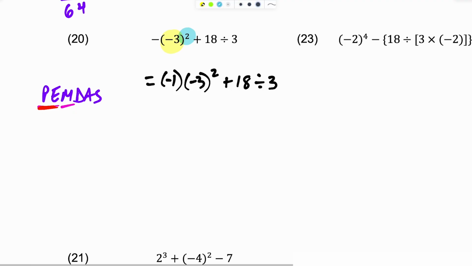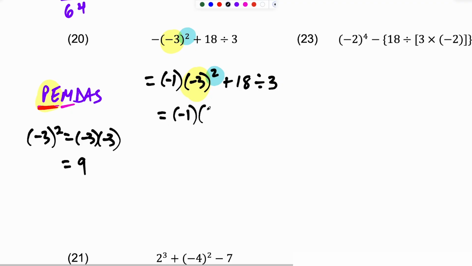And now we, once again, start with parentheses and exponents, and we do -3 to the second power first. -3 to the second power is the same thing as -3 times -3, which is equal to +9. Now we have -1 times +9 plus 18 divided by 3. From here, we have multiplication over here, and we have division at the end. So we're going to do the multiplication first, and then the division after.